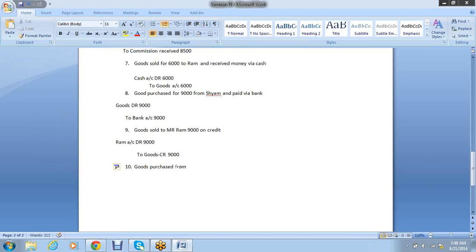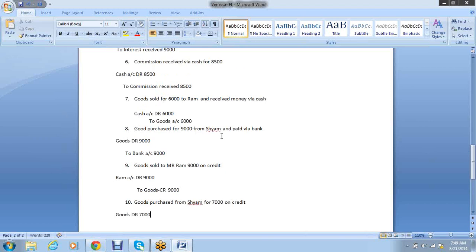Goods purchased from Sham for 7,000 on credit. So it's Sham's account and the goods account. What is coming in? Goods from Sham. So goods account is debited. Why is it debited? Because the goods are coming in, so it is a real account. What comes in, debit.